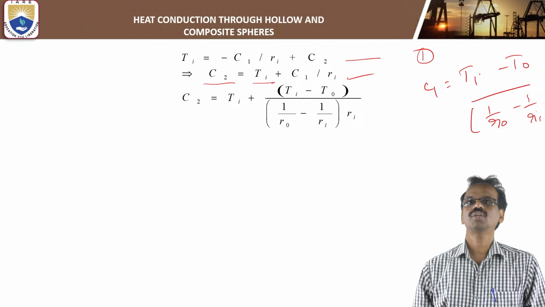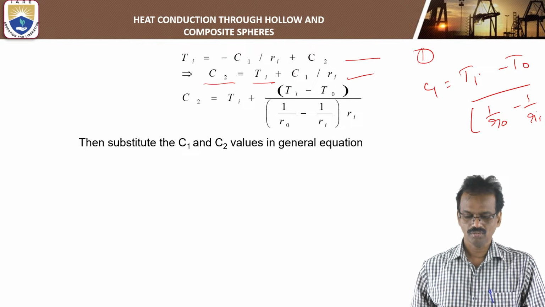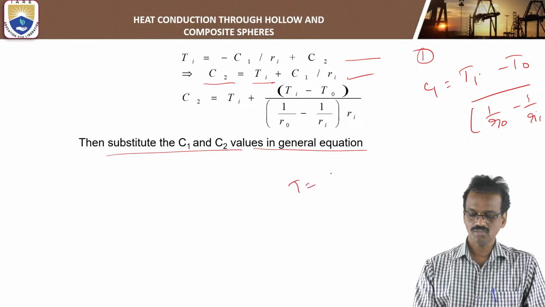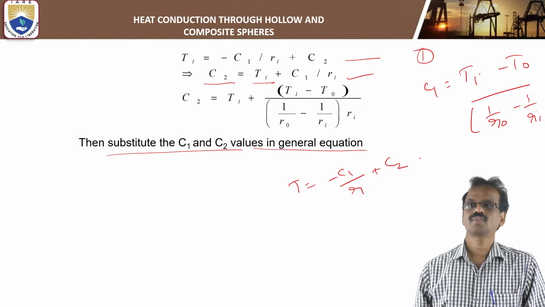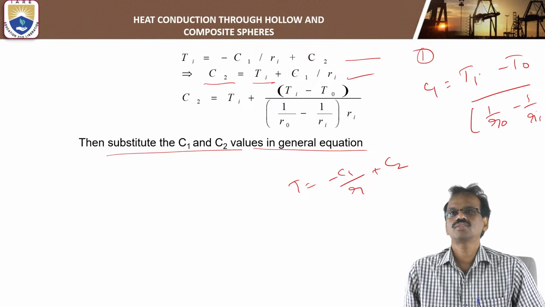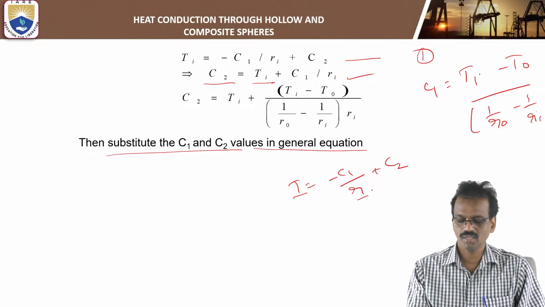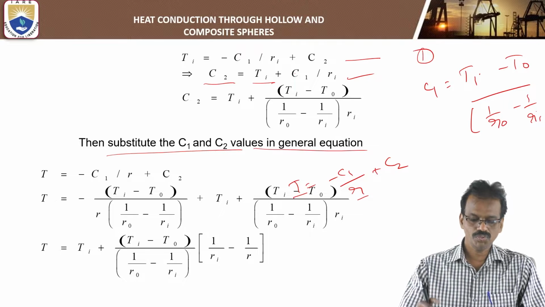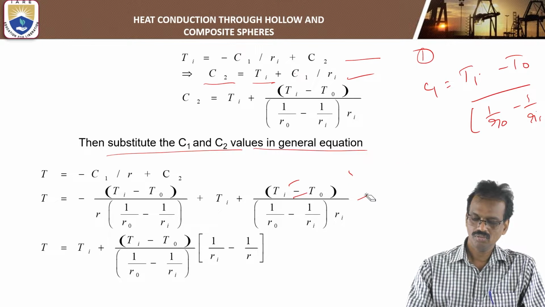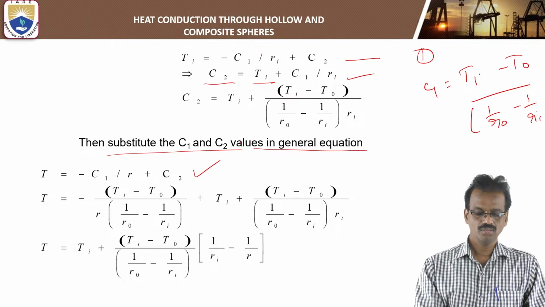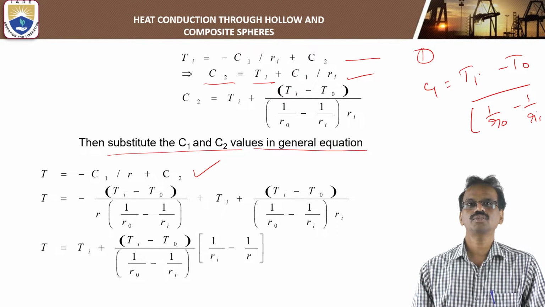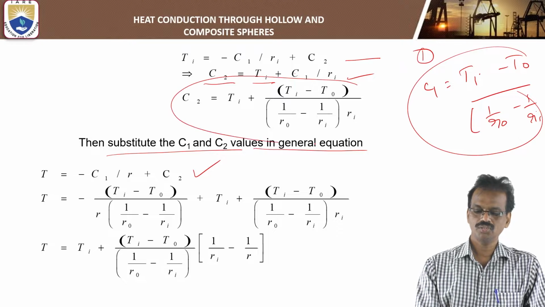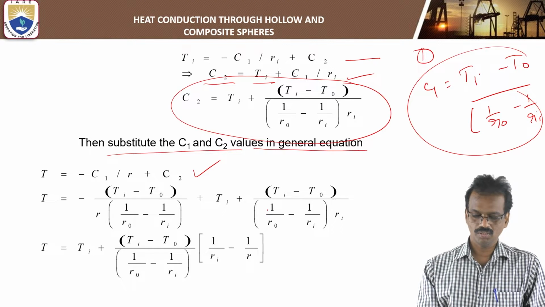Then you can put these C1 and C2 values in the general equation. We know the general equation: T is equal to minus C1 by R plus C2. If you apply C1 and C2 values in the general equation, then we will get the temperature at particular radius R for the small elemental area. So this is the substitution. T is equal to minus C1 by R plus C2. Then substitute the C1 and C2 values. Then the formula will be like this.